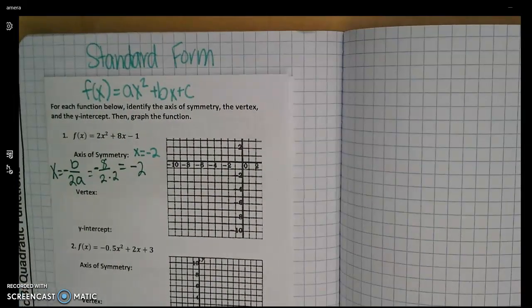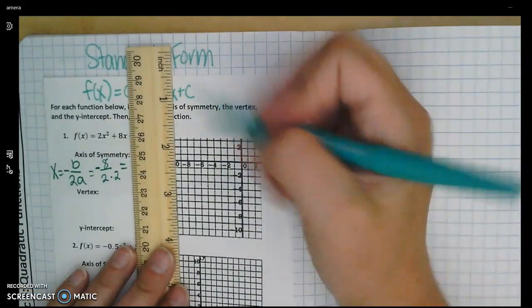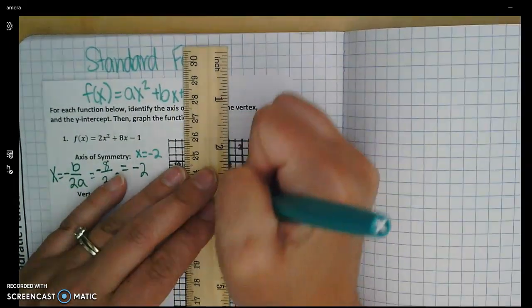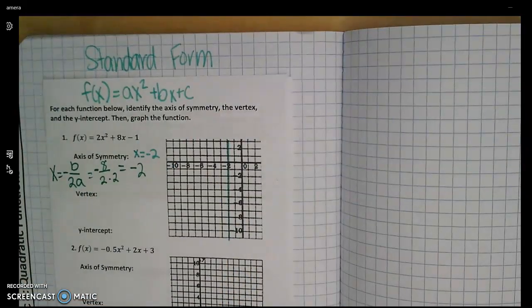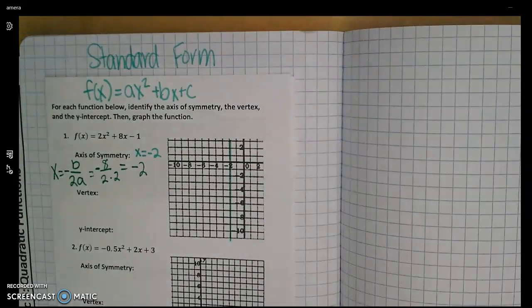We might as well graph that, because that's going to be the first thing that we want to do when we're graphing a quadratic. X is negative 2 here on this coordinate plane. I'm going to just use my straight edge to draw that axis of symmetry, knowing that my vertex is going to be somewhere along that line.